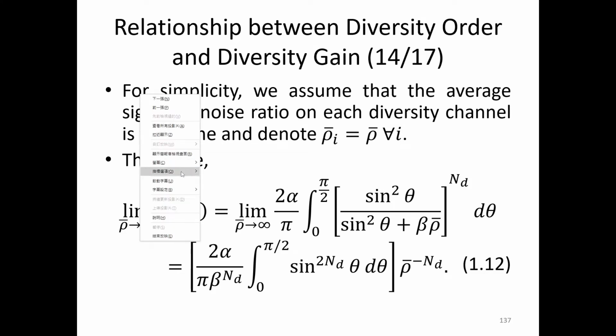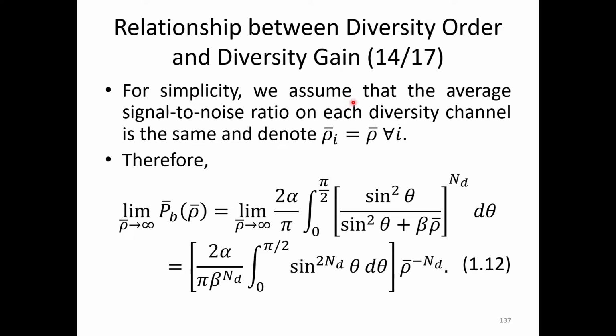For simplicity, we assume that the average signal-to-noise ratio on each diversity channel is the same and denote rho bar I equal to rho bar for all I. Therefore, limit rho bar approaches infinity, P bar B of rho bar is equal to limit rho bar approaches infinity 2 alpha over pi times the integration from 0 to pi over 2 of sine squared theta over sine squared theta plus beta rho bar, to the power of ND, d theta.